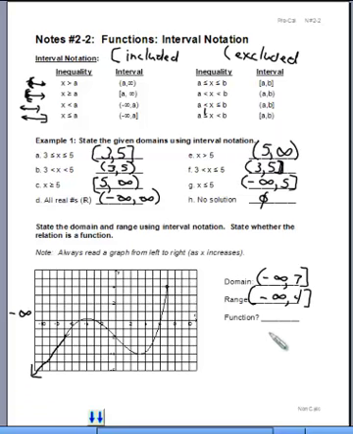And is this a function? Again, you do your vertical line test, and yes, it is a function.